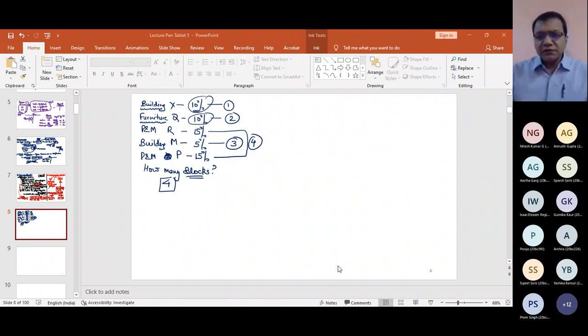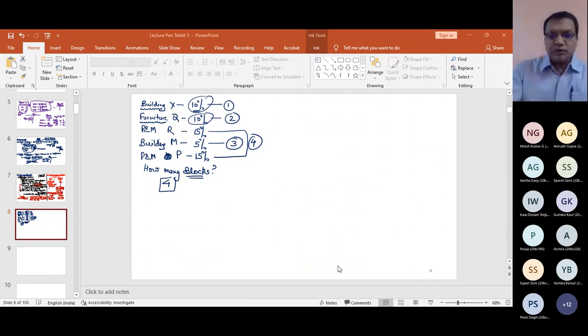Please raise your hands if you know how the block will be made. Please raise your hands if the block formation is clear. It will help you in determining the correct depreciation. Don't merge different rate, and within the same rate, category also must be different. Don't merge furniture 10%, building 10%. No, furniture is separate, building is separate. Next point.